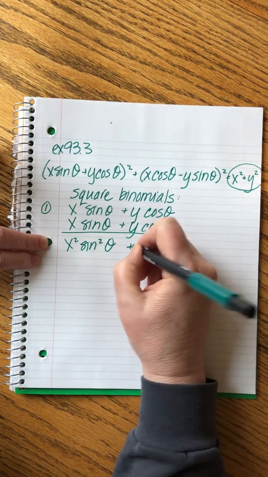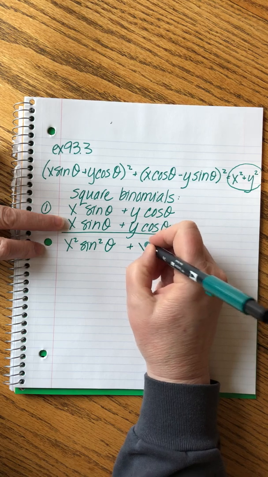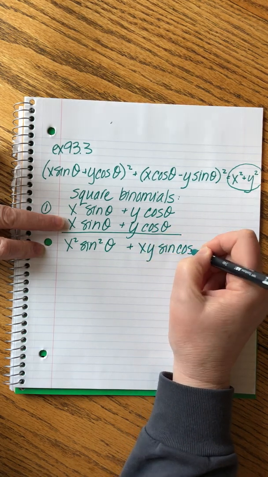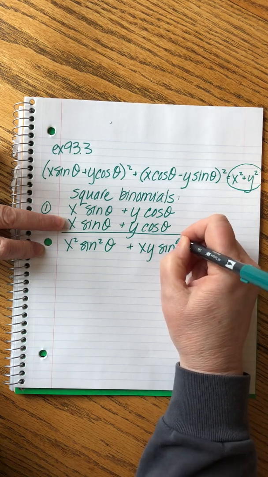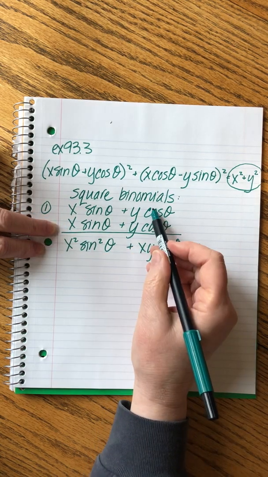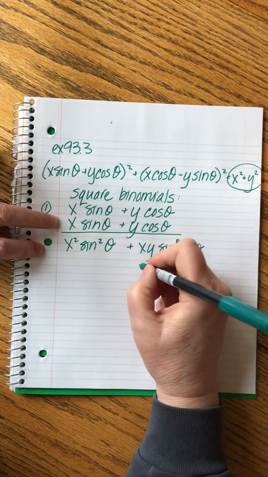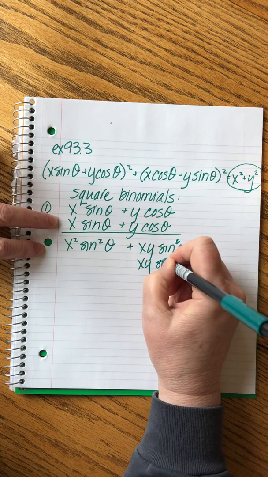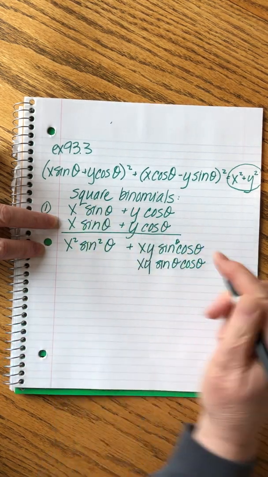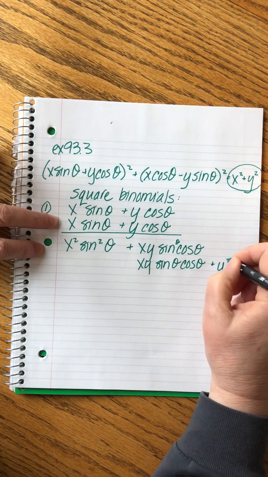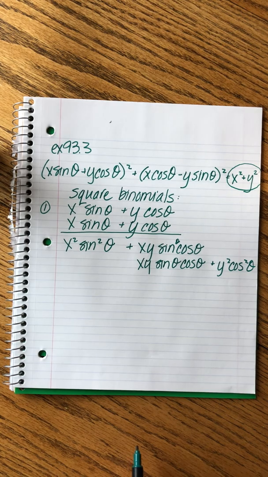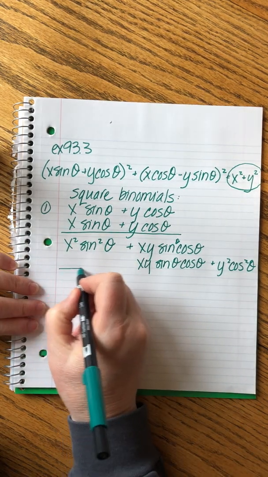Plus, and here's the way we square this. We put the x and the y together, and then the sine and the cosine. I should have a theta in there. Sine of theta, cosine of theta. Okay, so now we've multiplied those two. Now let's multiply these two. x, y, sine of theta, cosine of theta, plus y squared. That's how we square those. Let's add it all up and see what we get.